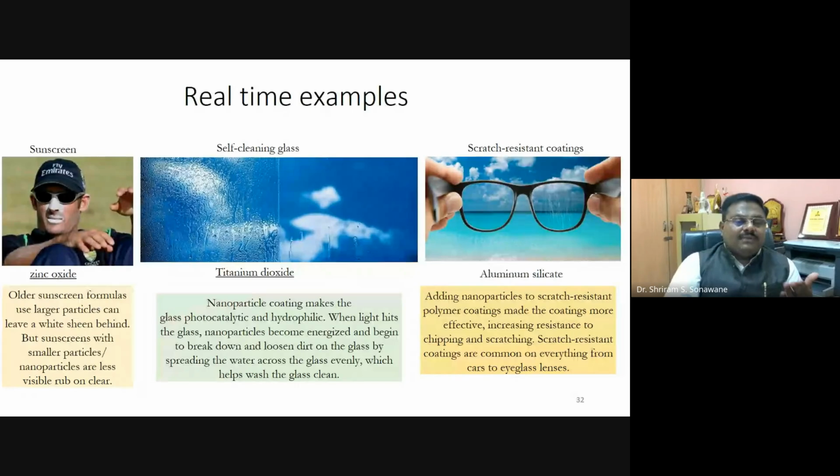So titanium oxide, self-cleaning glasses, aluminum silicates, scratch resistance coatings. So likewise, many examples you must have seen in real production scenarios. Next slide.